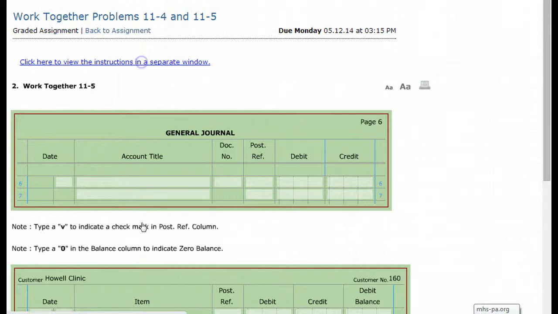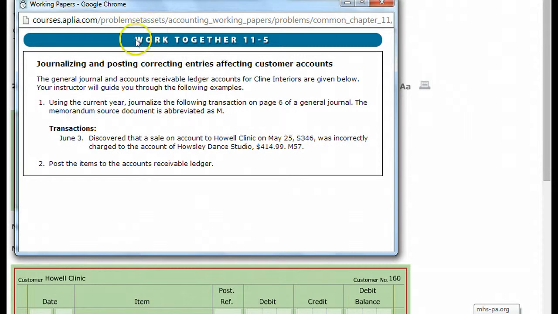Very, very simple. So if I look at the directions for 11.5, the work together, it says using the current year, we're going to journalize this transaction on page 6 of the General Journal. And this is just what happened. It said on June 3rd, you discovered that a sale on account to Hal Clinic on May 25th was incorrectly charged to Housley Dance Studio. So you accidentally charged Housley Dance Studio, and you needed to charge Hal Clinic. So we got to take it out of Housley Dance Studio, and we got to put it in Hal Clinic.